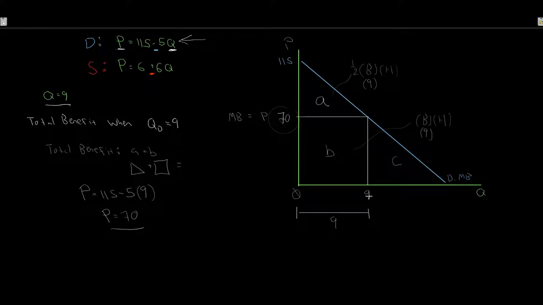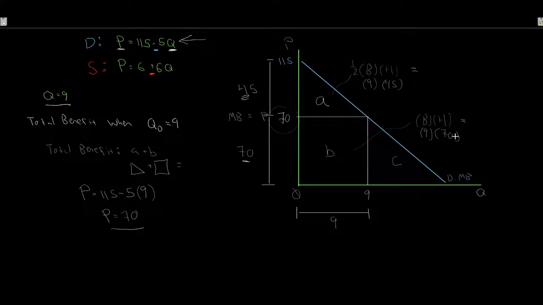9. To work out my height for each one, well, what do I have? I have from 0 up to 70. And then I have from 70 up to 115. So for B, I have a height, 70 minus 0. Well, 70 minus 0, that's 70. And then for A, what's my height? Well, from 115 down to 70. So 115 minus 70 gives me a height of 45. And this guy here was my height of 70, right? Height of 70, height of 45.